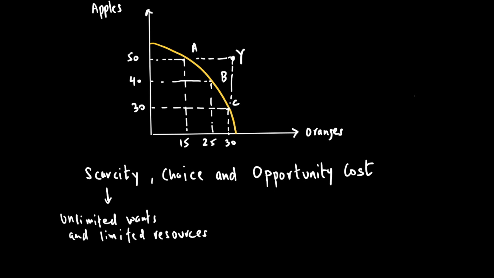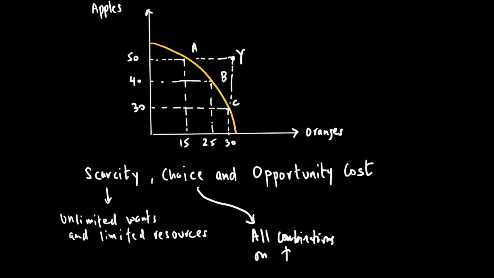When we make choices, we are committing resources towards that. So for example, combination A tells us that we are putting resources so that we get 50 of apples and 15 of oranges, while combination B says that now I'm diverting resources and I'm getting choice B. So how do you show choice on the PPC? Well, simply by all your combinations on the PPC.